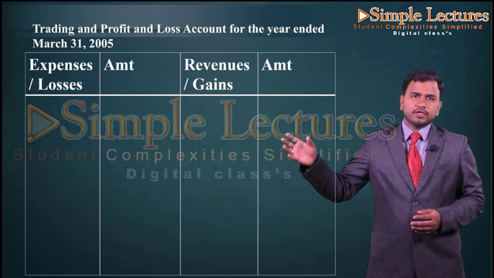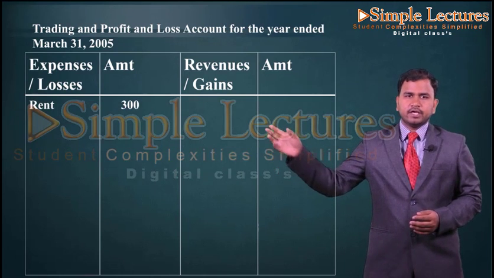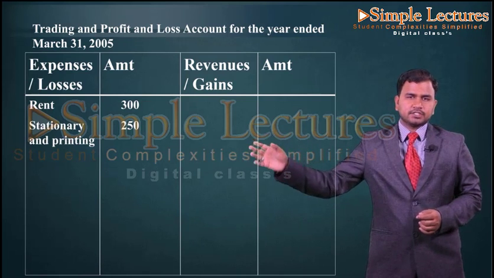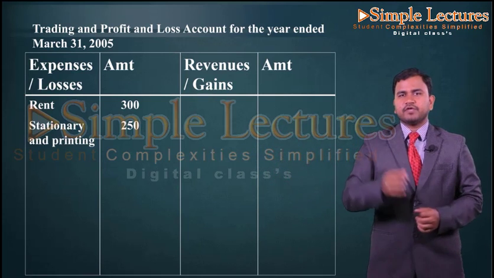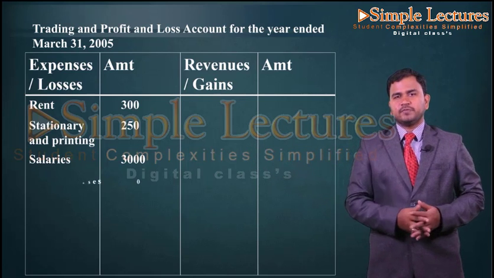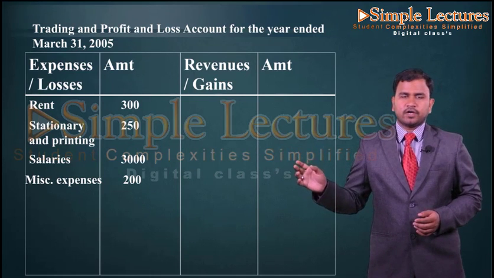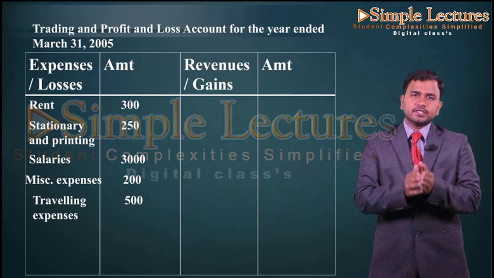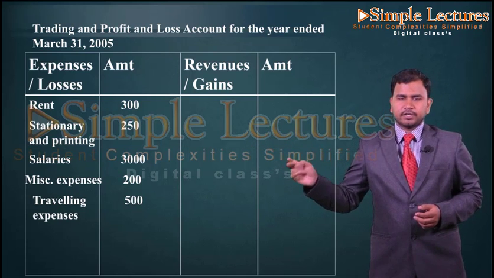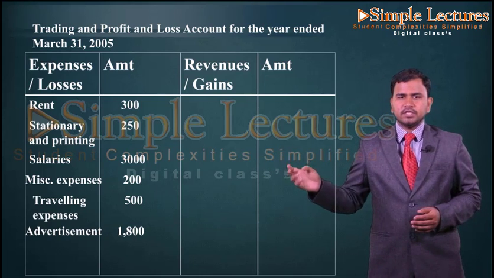So 39,800. We have the following expenses here. Rent is 300, on the debit side again, rent 300. Then stationery and printing is 250, again on the debit side. Then salary, an indirect expense, 3,000. Then miscellaneous expenses of 200 on the debit side. Then traveling expenses, again an indirect expense recorded on the debit side, traveling expenses 500. Then advertisement expenses 1,800 on the debit side.